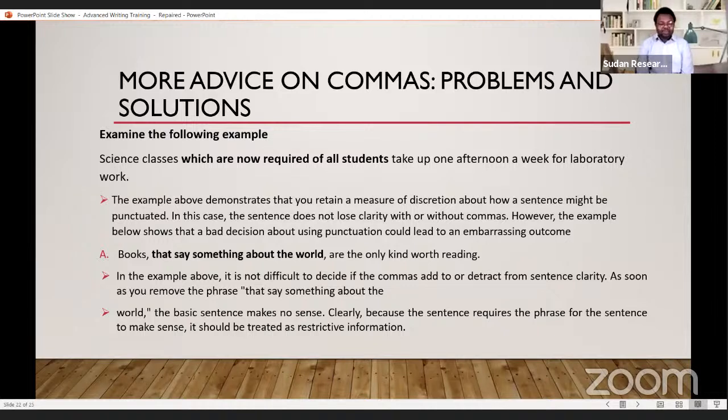So here in this example above, it is not difficult to decide if the commas add to or detract from sentence clarity. As soon as you remove the phrase "that say something about the world", the basic sentence makes no clear sense, because the sentence requires the phrase to make sense. It would be treated as restrictive information, so you can omit the commas or you can leave them. It doesn't matter at all.